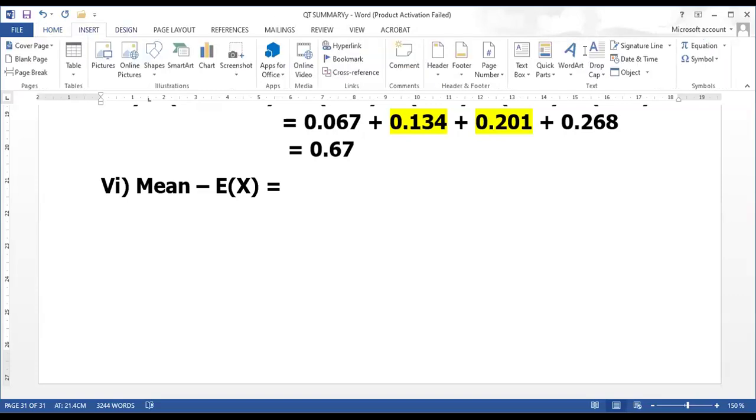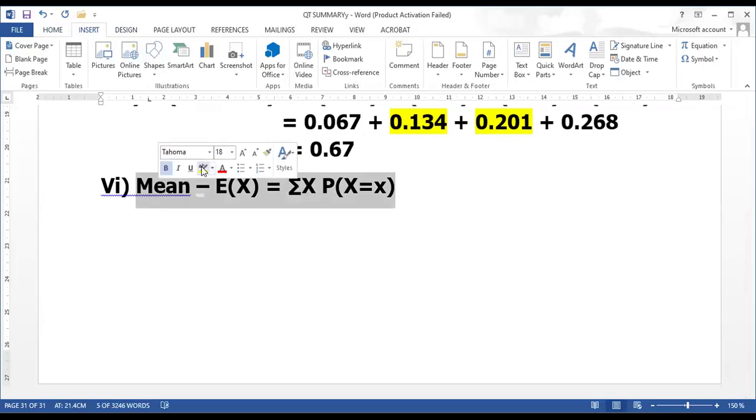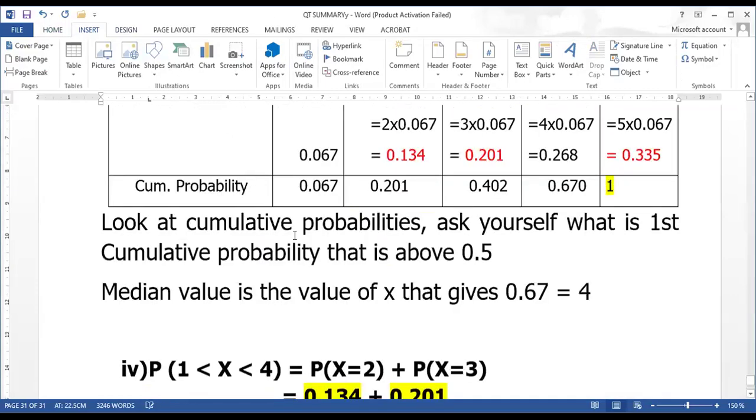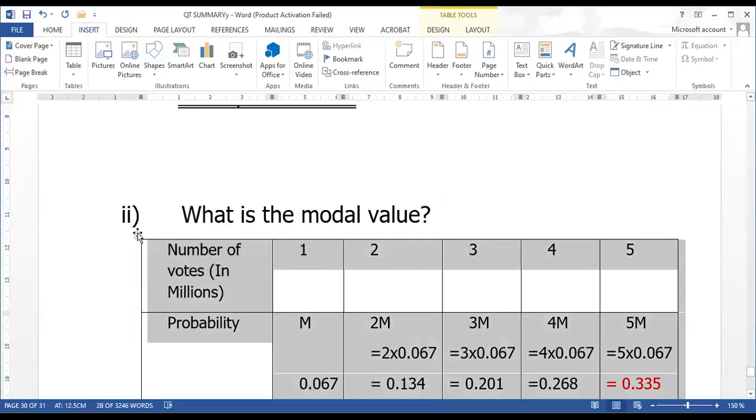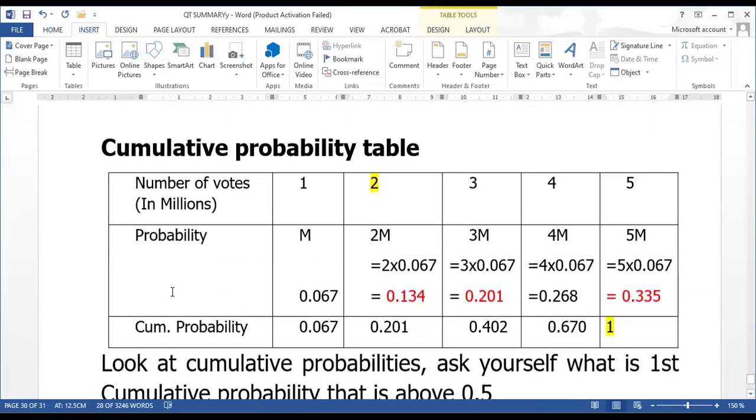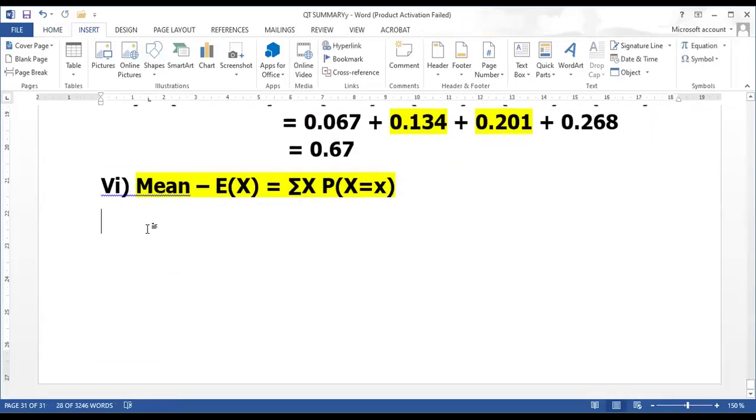You get the summation of x times the probabilities of x, which is equal to small x. That's how you're going to get the mean. You have these things in the handout. When you check, you will see the formula like this. But in simple terms, here is what you do: you have your table ready.